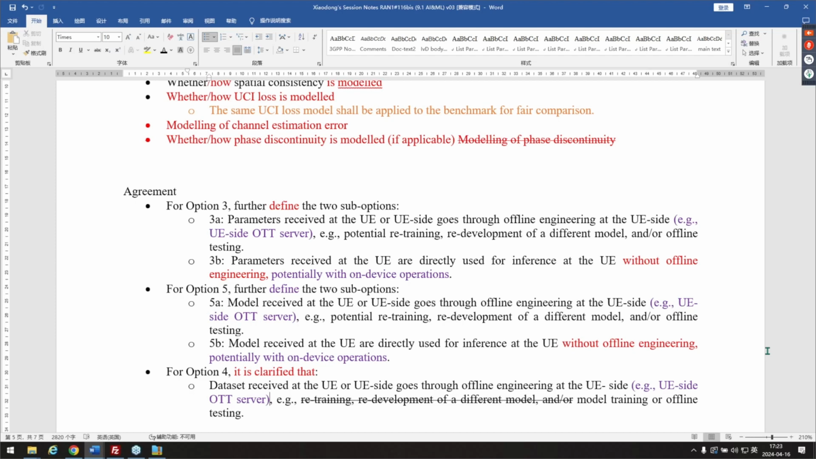Thank you, Mr. Chair. I have a question about 3B, whether the parameters are transferred in an offline manner or over the air, or does it include all? Okay. Okay, anything else?